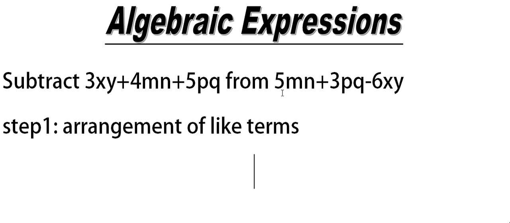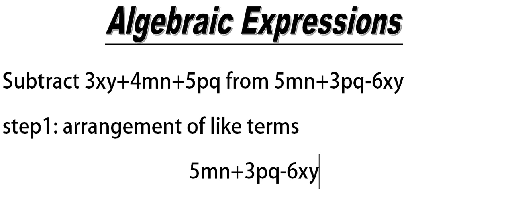So what I will do is, look at the word from here, and the expression which is written just after that, you write on top. So the expression after from is 5mn, so I will write 5mn, then plus 3pq and minus 6xy. This is the expression written after from, so you always write it first. Then write the expression that you have to subtract.